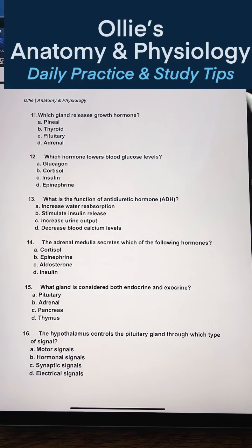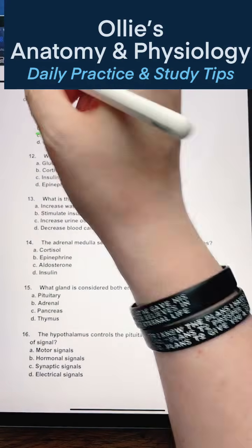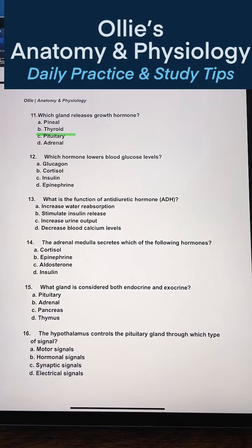Number 11, we're moving on to the endocrine system, and it's going to be the pituitary gland. The pituitary gland releases growth hormone, but it is regulated by the hypothalamus. The pineal gland is more so for melatonin. Thyroid is for our thyroid hormones. Adrenal is going to be like cortisol, aldosterone, epinephrine, norepinephrine, etc.